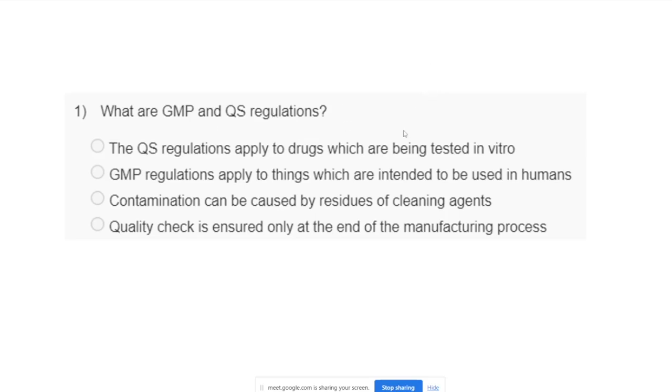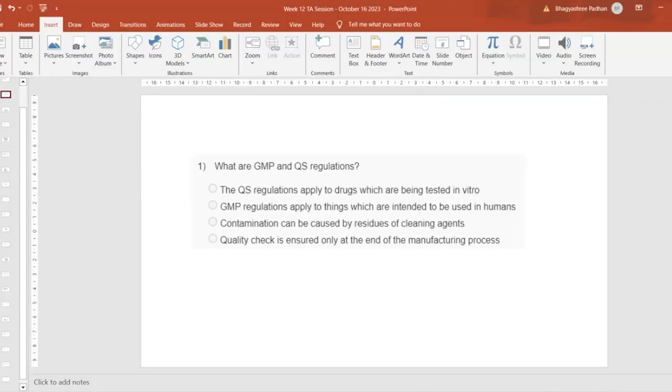So this was the first question. What are GMP and QS regulations? Out of all these options, the second option will be the correct answer. GMP regulations apply to things which are intended to be used in humans. Screen is not visible, ma'am. I have shared my screen. Okay, I'll try to share again.